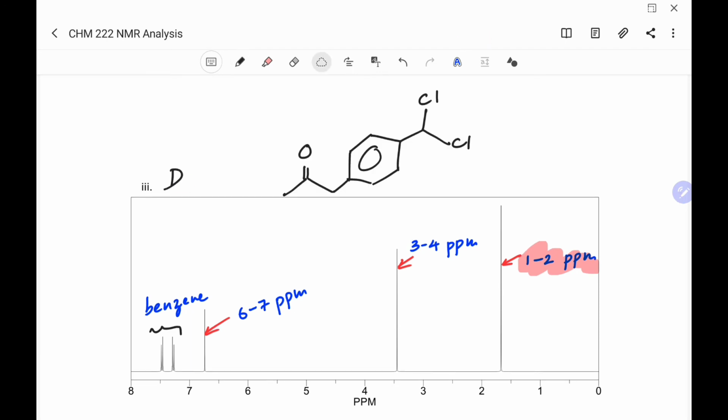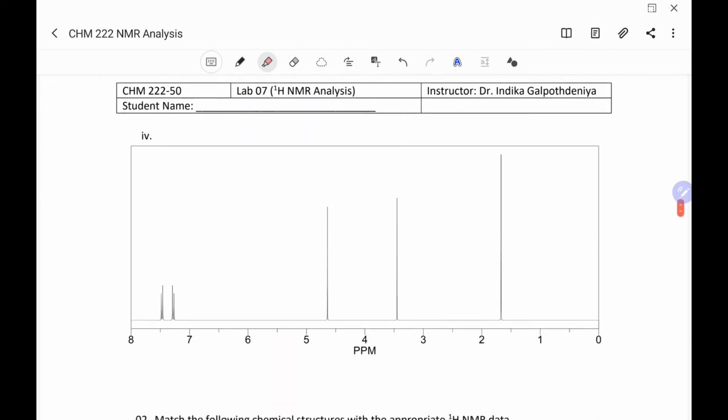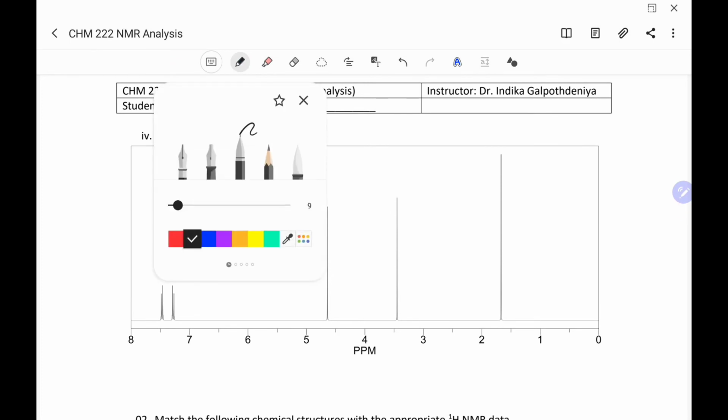And here is the structure. Once again, this peak is responsible for the 6 to 7 peak, and then these hydrogens are responsible for the 3 to 4 peak, and the CH3 group will be this. All right, that is D. And the remaining structure should be this, but we don't want to do that. We want to see if we can still analyze it.